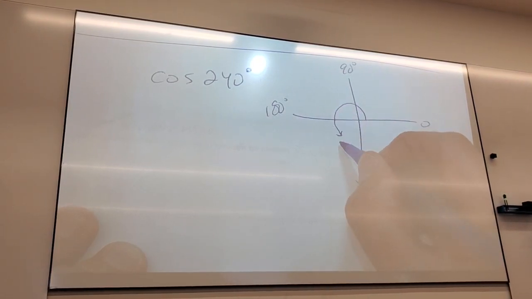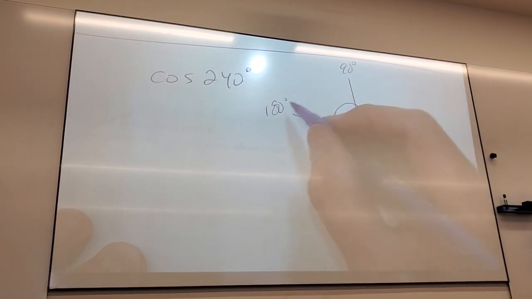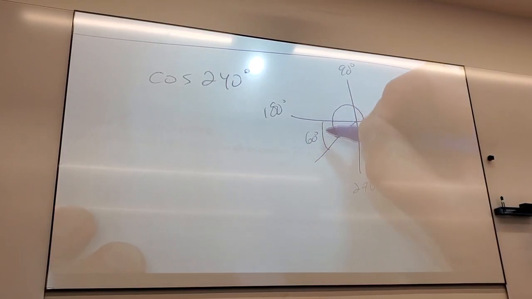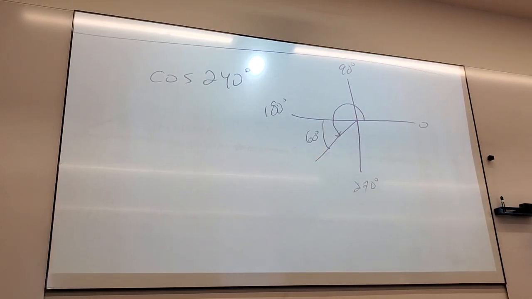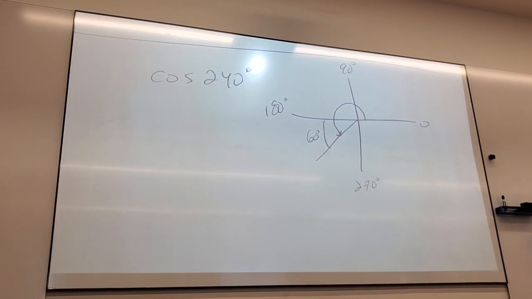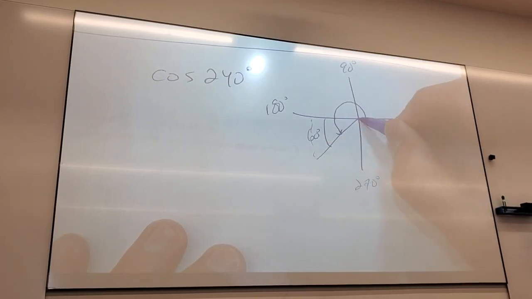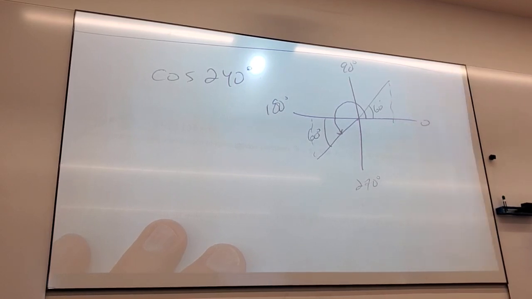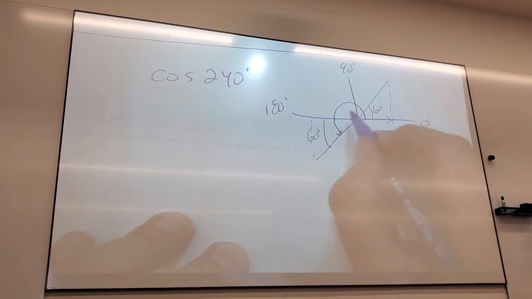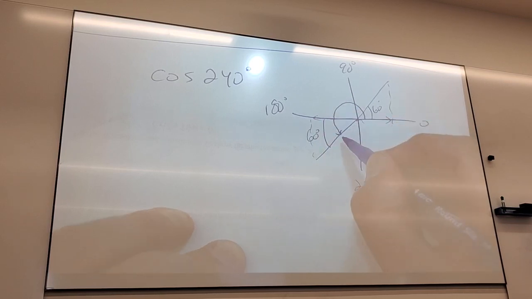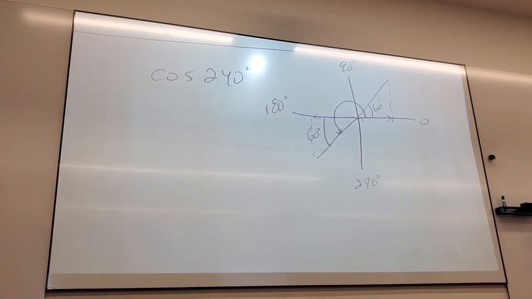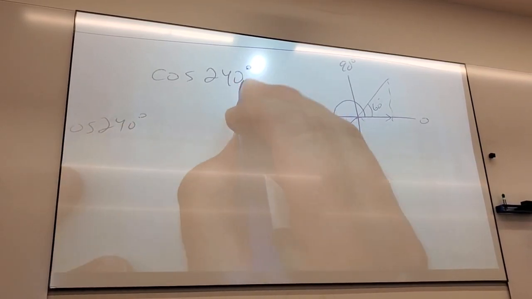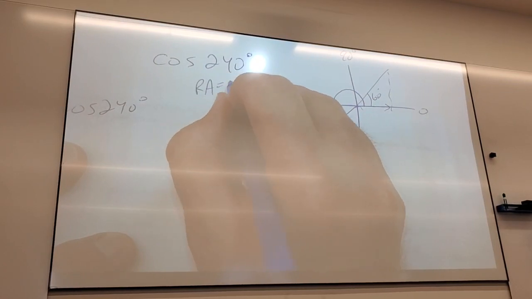If I go 240 degrees, how much past 180 did I just go? That is the reference angle. Isn't that the angle that it makes with the x-axis? So whatever triangle I make, it's exactly the same triangle I would get for 60 degrees in the first quadrant. So cosine of 60 and cosine of 240 are going to be related. It's the same triangle. So for cosine of 240, the reference angle is 60 degrees.